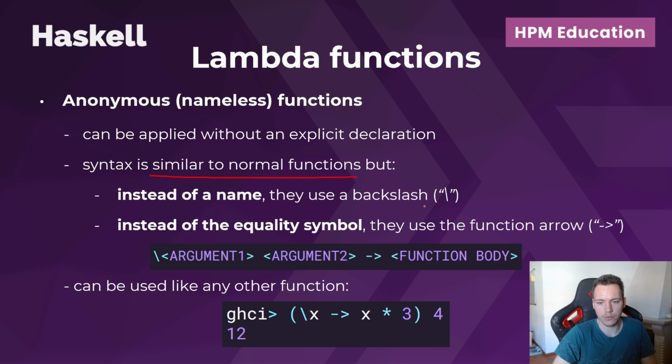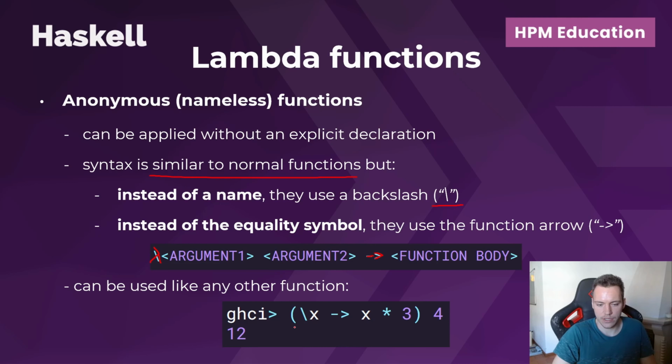Instead of a name, we just put this backslash, which is supposed to represent the Lambda symbol, right? So we just use the backslash and we list its arguments. It can have multiple arguments, so arguments 1 and 2, and then instead of the equation sign, we have the right arrow that points to the function body. Okay, so it can be used as any other function.